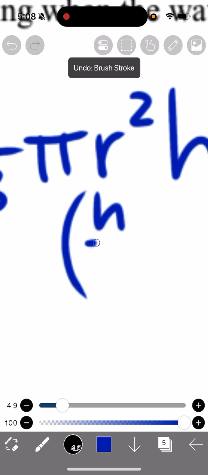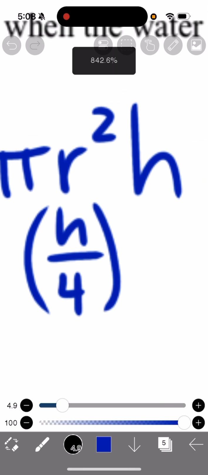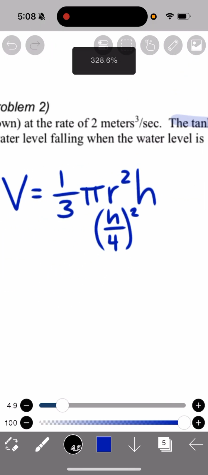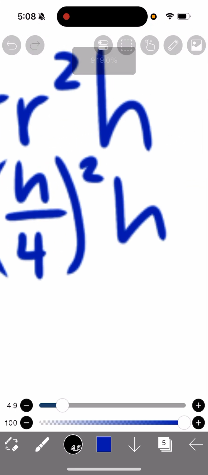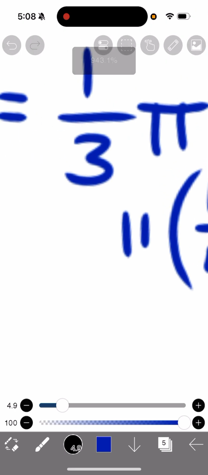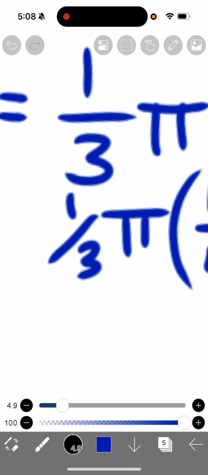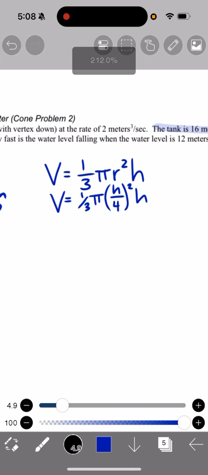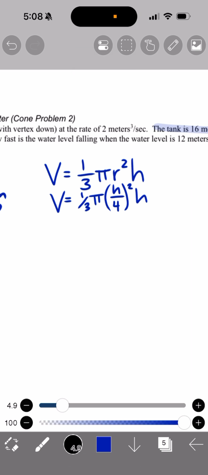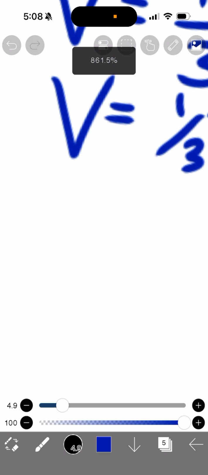So h over 4 squared. That's what that becomes because r is equal to h over 4. And we can put our other stuff back. Here we go. Now we just have to simplify this so it is a much neater looking equation that you want to take the derivative of.